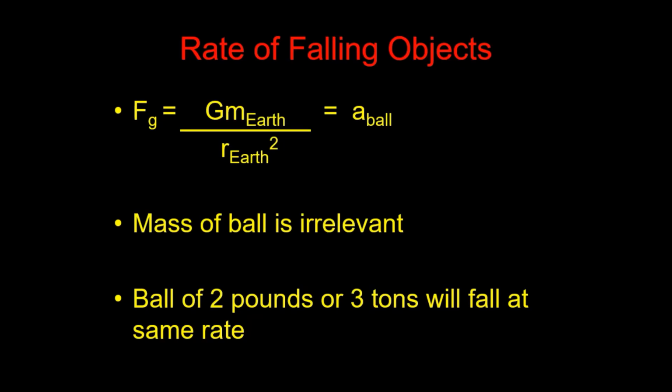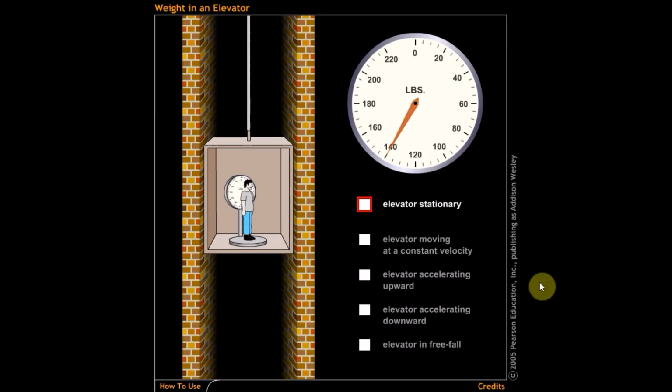Let's take a look at this effect of the acceleration due to gravity. So here we have the situation of a person standing in an elevator. This person, for some reason, has a scale with them. We're not really sure why, but they do.